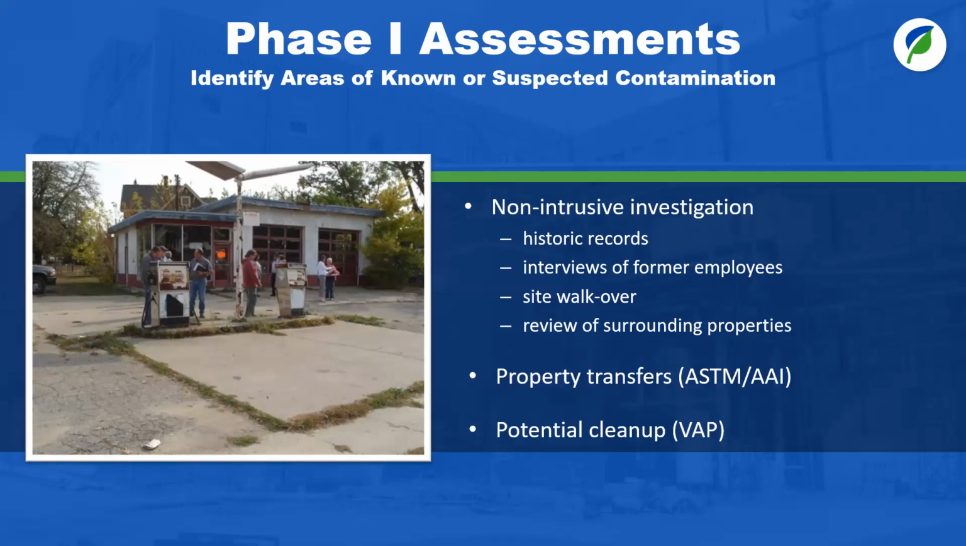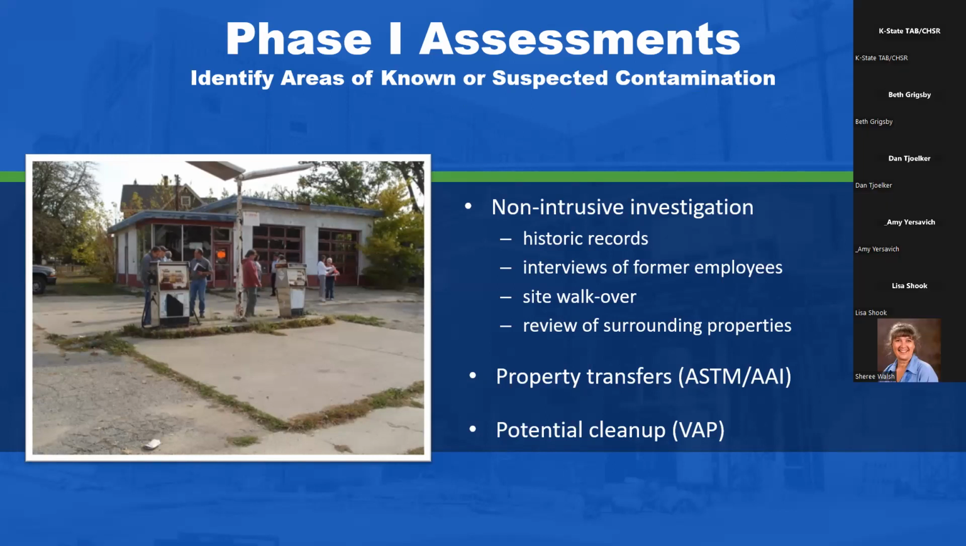Briefly, phase 1 is used to identify known or suspected contamination. It's a non-intrusive, basically a paper research to find out the past uses of the property, with the goal of finding areas where releases of contaminants may have occurred at the property.